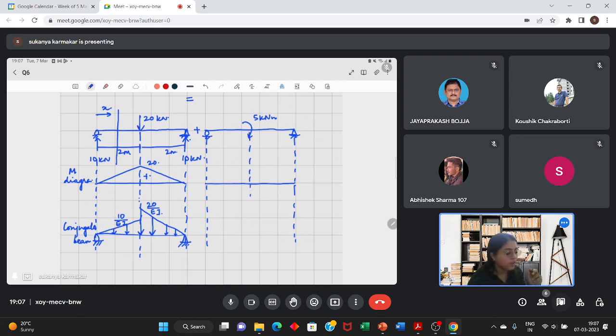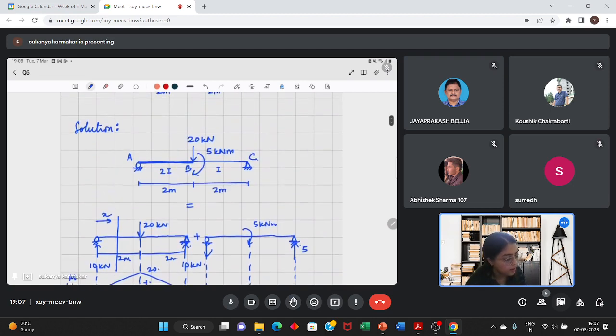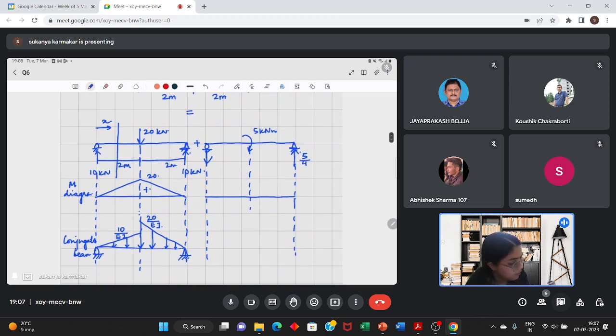What will be the support reaction? A moment of 5 kilonewton meter in the clockwise direction. So the support reactions must create a couple in the anti-clockwise direction, and the value will be 5 divided by 4. What is 5 divided by 4? 1.25 kilonewton, and this is 1.25 kilonewton.